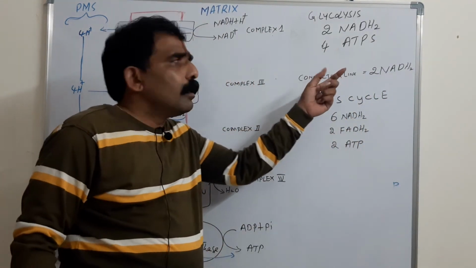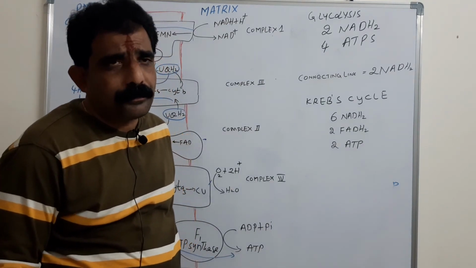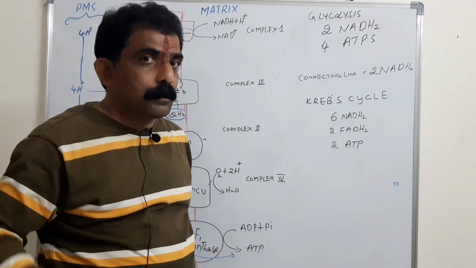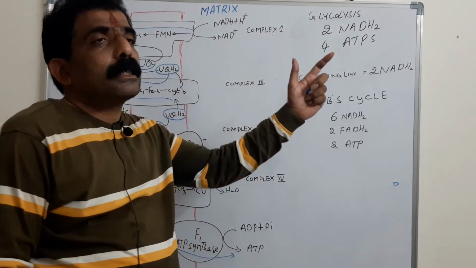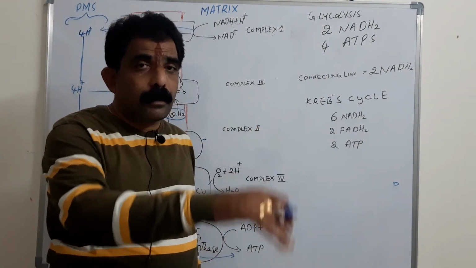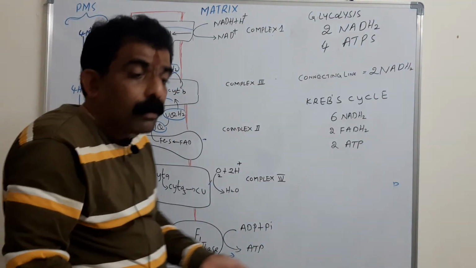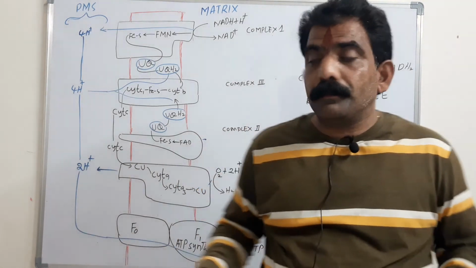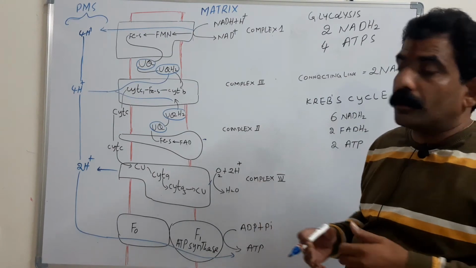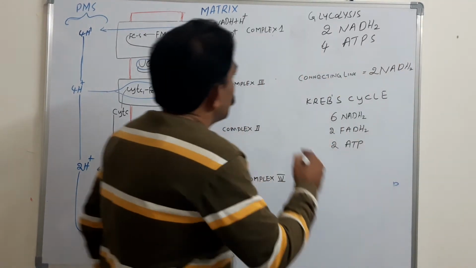We know in glycolysis, 2 NADH2 are formed and 4 ATPs are also formed directly, that is substrate level phosphorylation. Substrate level phosphorylation means formation of ATPs at the level of the substrate itself, where the metabolism is occurring. Whatever we have discussed until now is oxidative level phosphorylation, OLP. In the presence of oxygen, the reduced coenzymes are oxidized, resulting in the formation of ATPs. This is OLP, and that is SLP, substrate level phosphorylation.